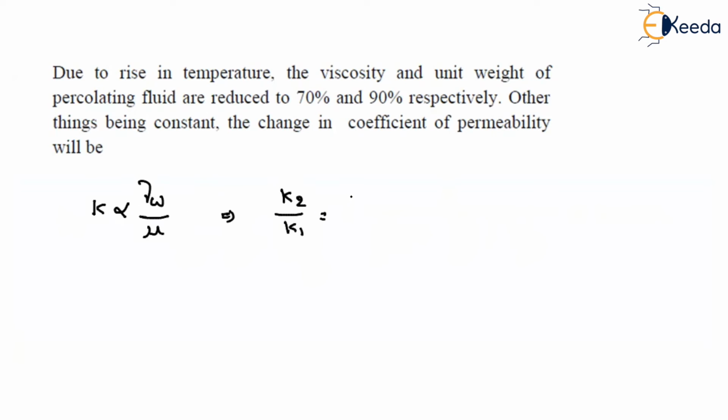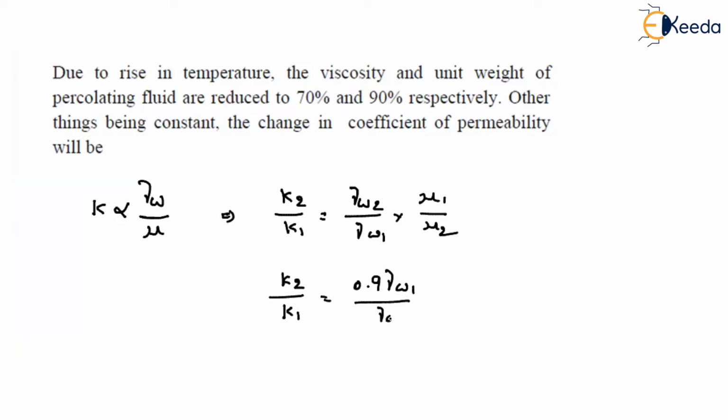Gamma W is directly proportional, so gamma W2 divided by gamma W1. Mu is inversely proportional, so mu1 divided by mu2. That will be equal to K2 divided by K1. What is happening? Your unit weight is also decreased. What about gamma W2? Gamma W2 is nothing but 0.9 gamma W1, divided by gamma W1, into mu1 divided by 0.7 times mu1. Then if you solve this, your K2 will be around 1.2857 K1.